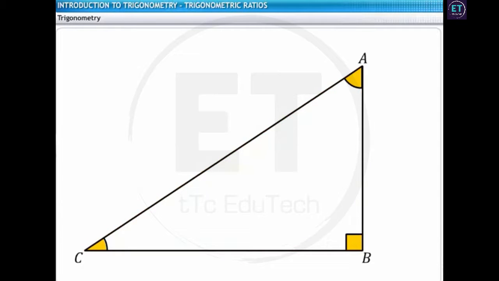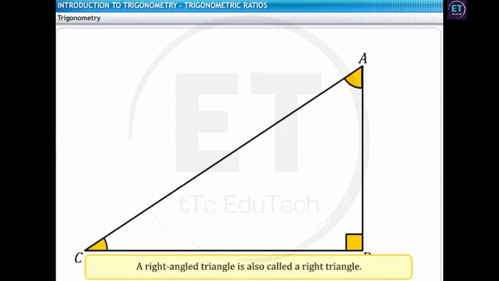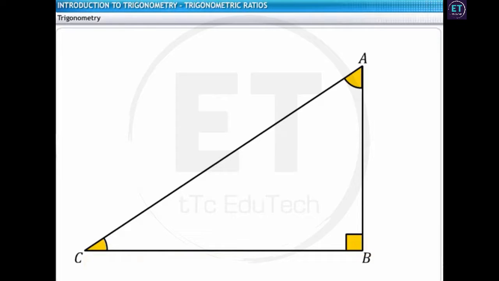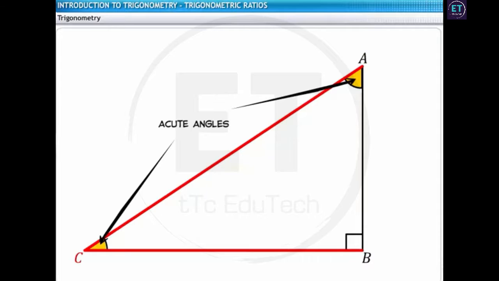Let's begin by reviewing some key terms related to right-angled triangles. You may already know some of these. Triangle ABC is a right-angled triangle. A right-angled triangle is also called a right triangle. In this triangle, angle ABC is a right angle, as it measures 90 degrees. Angle BAC and angle ACB are acute angles, as they measure less than 90 degrees.